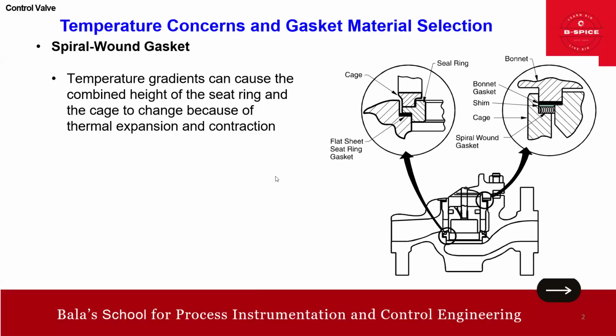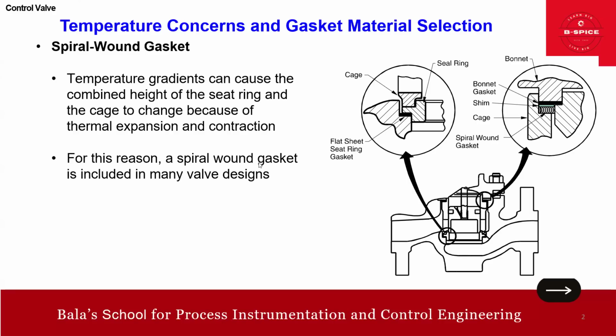Temperature gradients can cause the combined height of the seat ring and the cage to change because of thermal expansion and contraction. So for this reason, a spiral wound gasket is included in many valve designs. This is one typical spiral wound gasket. Just think about it, visualize.